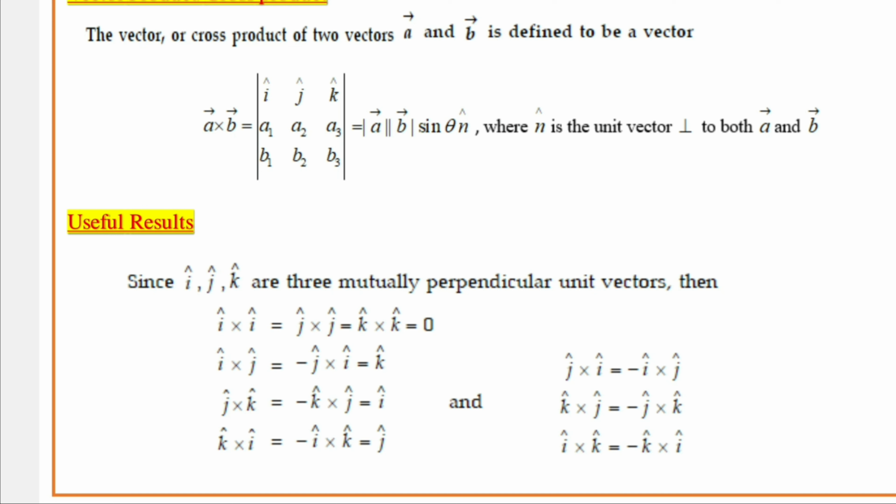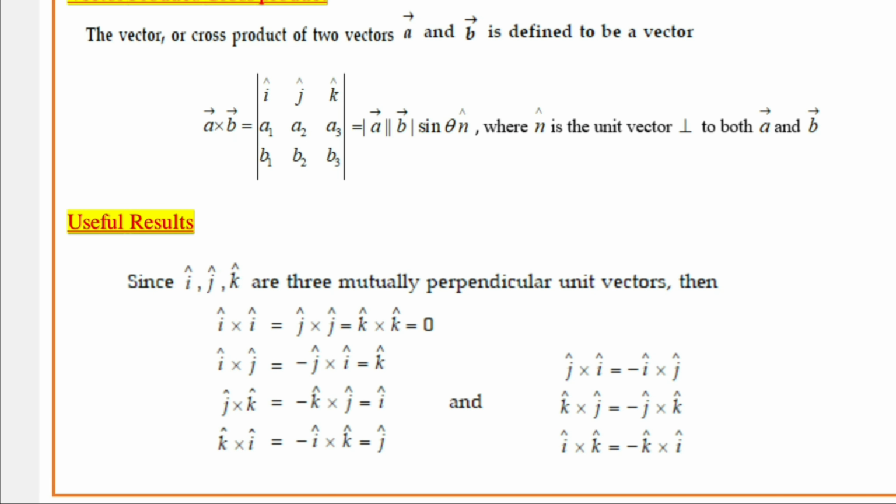And if you have j with i, it is minus k. If you have the cyclic order i, j, k, i cross j gives k, j cross k gives i, k cross i gives j. But if you have the other way, j cross i will give minus k, k cross j will give minus i cap, and i cross k will give minus j cap. That's all.